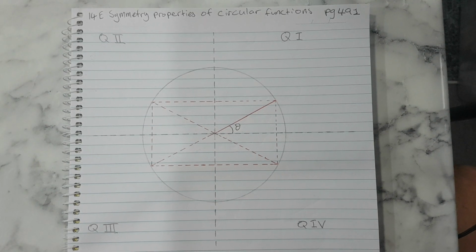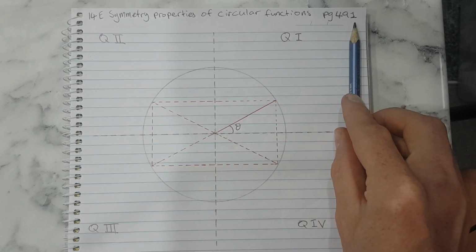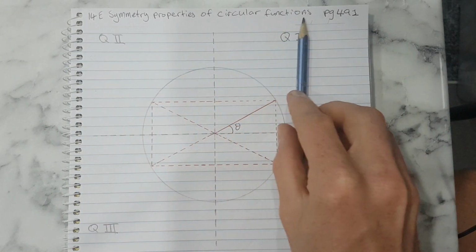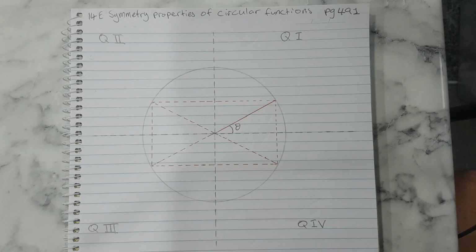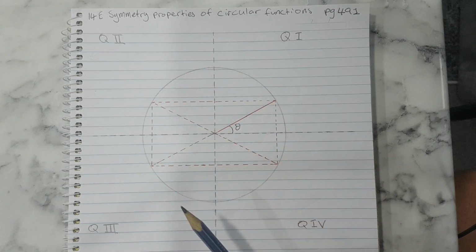Okay, so in this video I'm going to go over the section in your textbook. I think it's on page 491 in your physical book. That's 14E, Symmetry Properties of Circular Functions. So I basically just replicated what they have on that page.